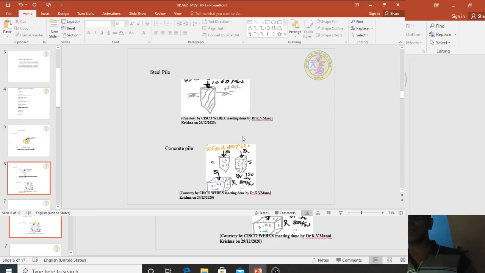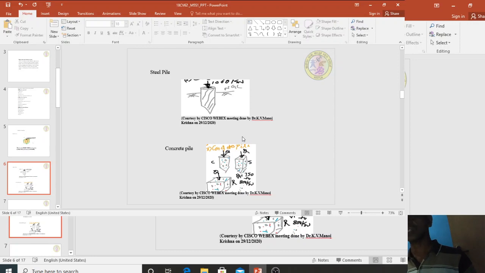Second one is steel pile. In the middle of the 19th century, steel piles came into the picture, because these piles have very high load carrying capacity, up to 1000 kN. Compared to timber pile, 4 timber piles' load will be taken by one steel pile. Steel piles are used for very important, very costly structures. The disadvantage is that they are very costly and not affordable.